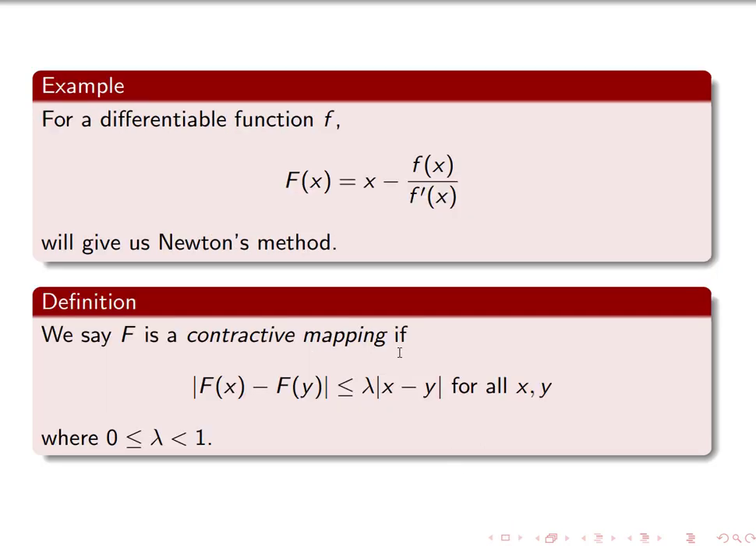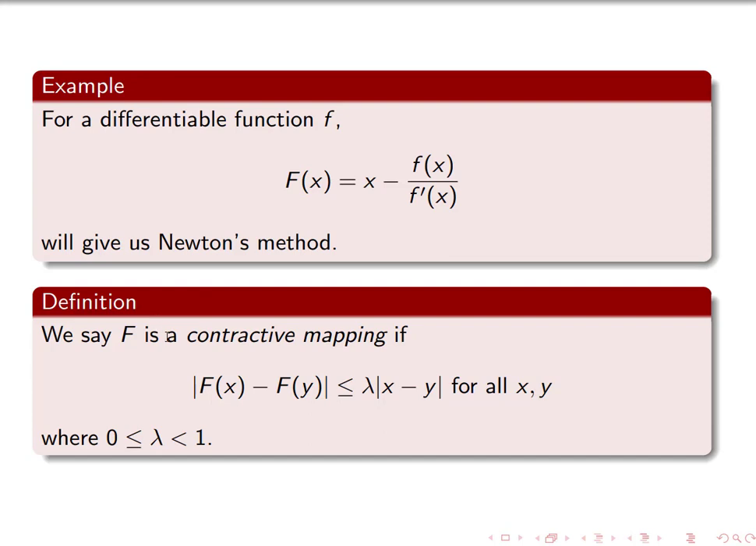Okay, now let's look at little f. Little f is a function, and we can define our big F as x minus f of x over f prime of x. And if we do define our F in this way, this will give us Newton's method.